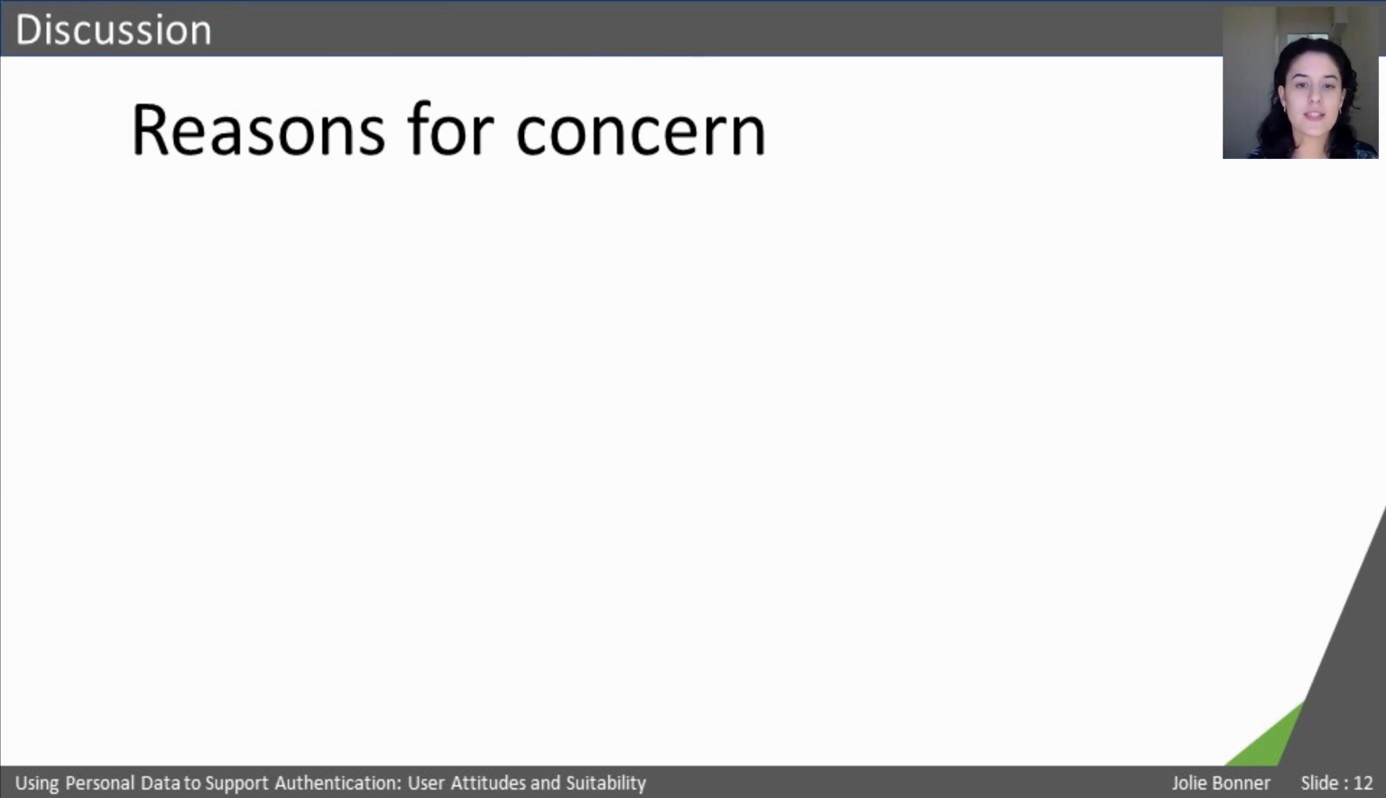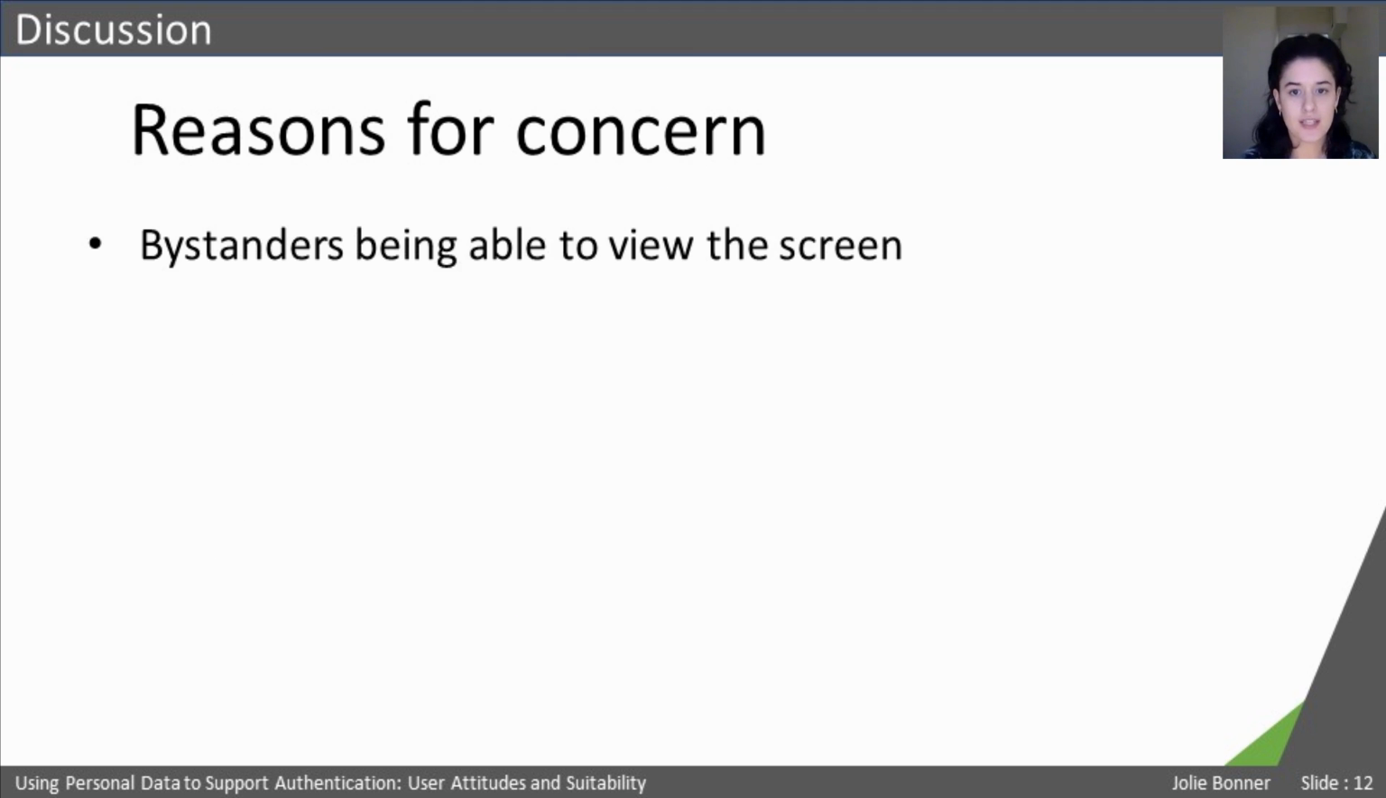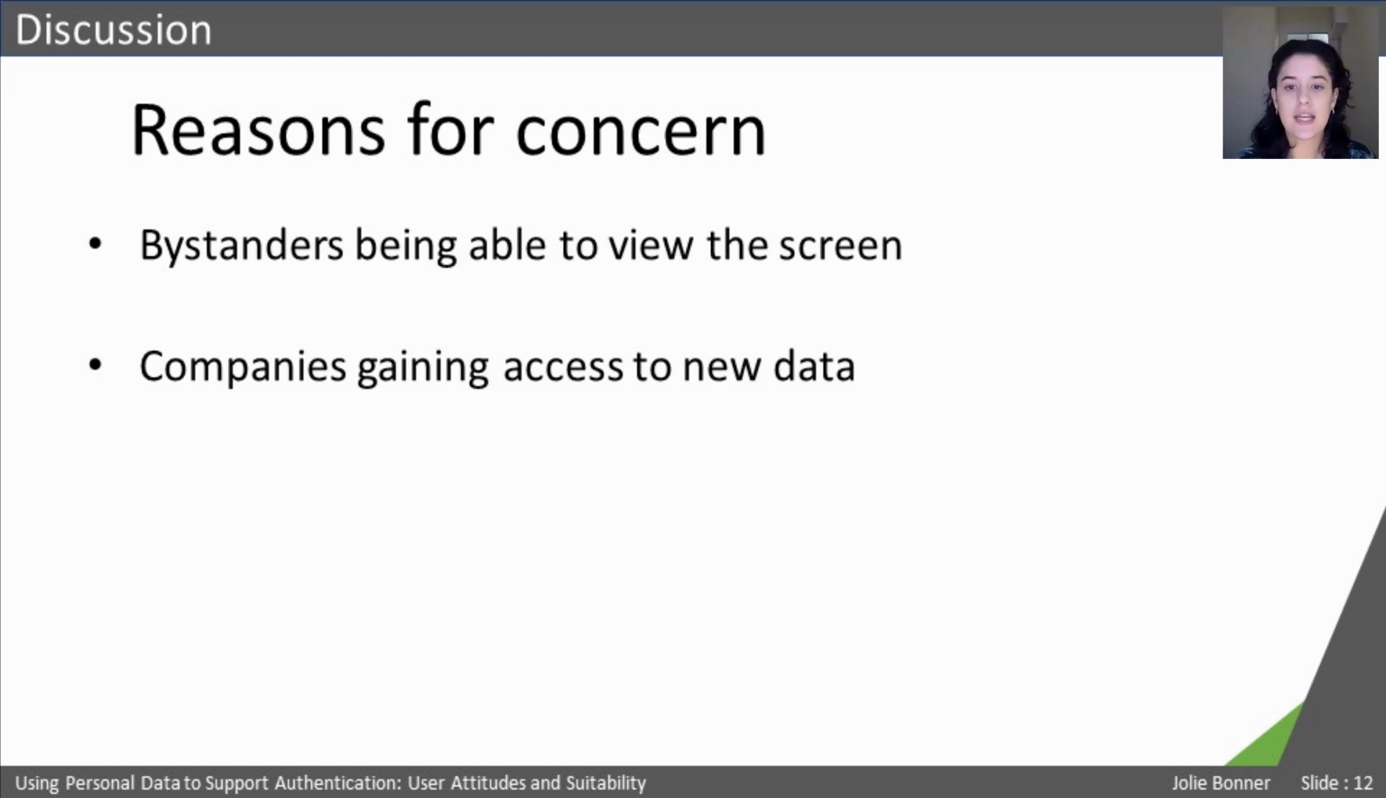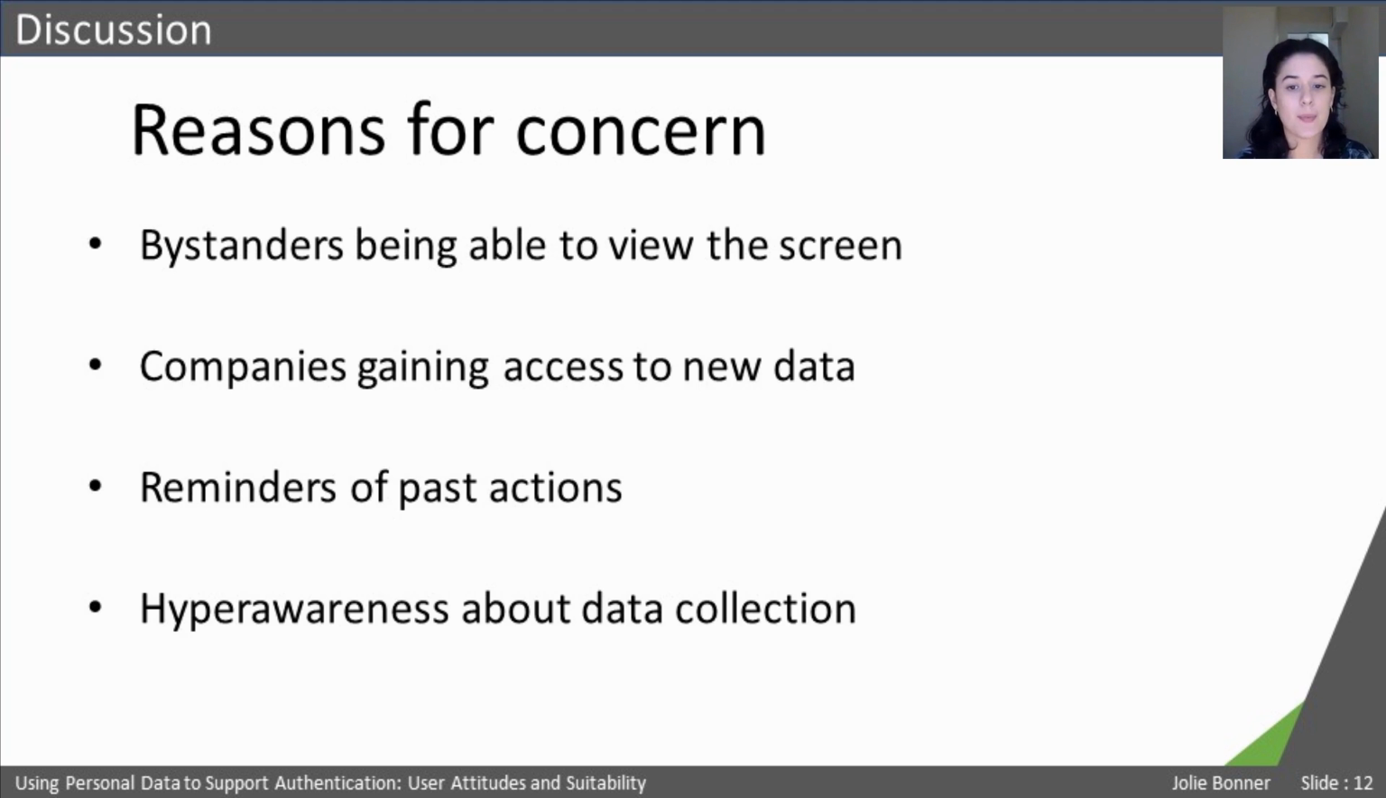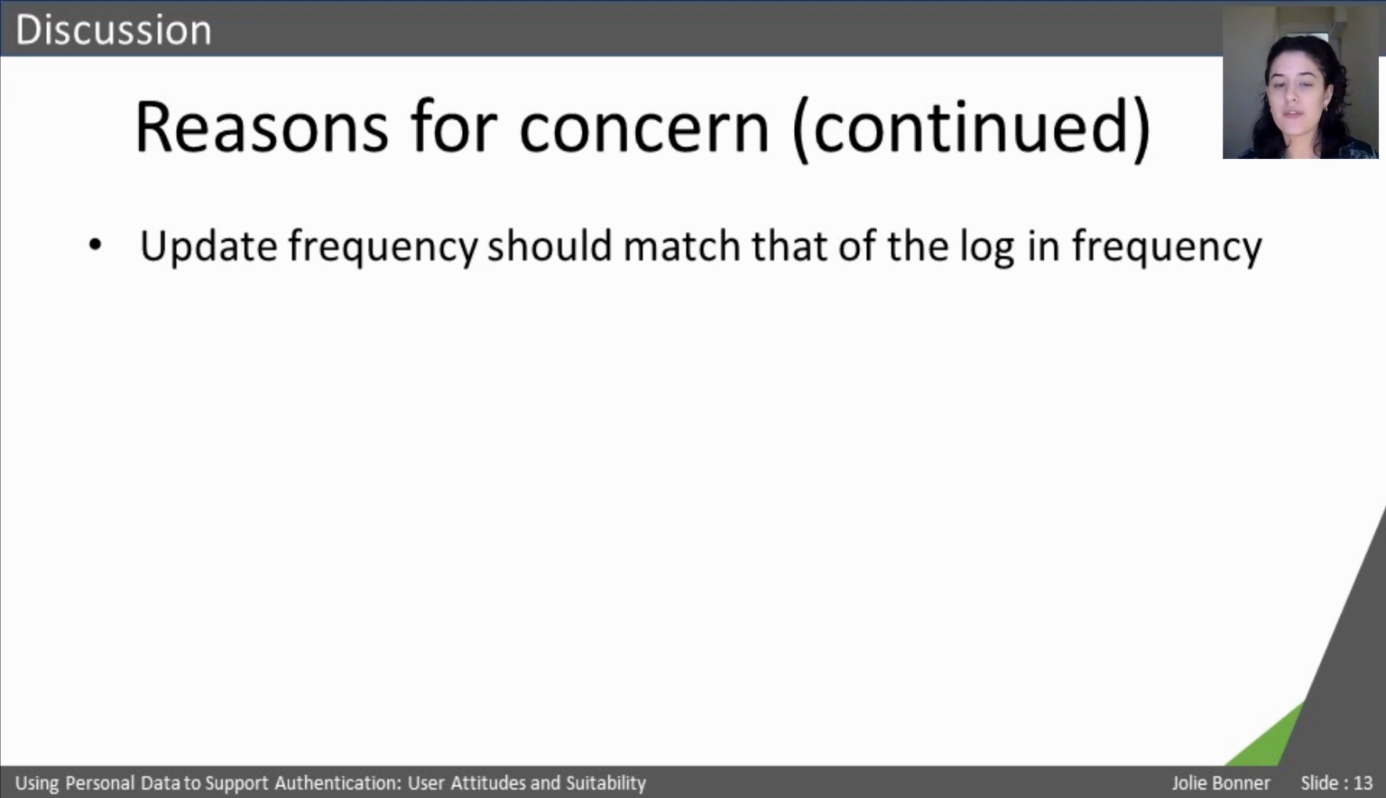We found that participants' apprehension towards dynamic personal data for authentication was due to a variety of reasons, including bystanders being able to view their screen and gain information about them, companies gaining access to new data they previously would not have had, being reminded of their past actions, as well as an increased hyper-awareness about data collection. Given the variation we found in update frequency, it is important to understand that infrequent data change negates the advantages of dynamic personal data passwords.